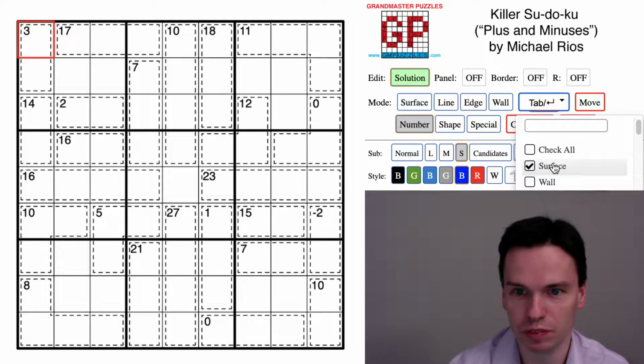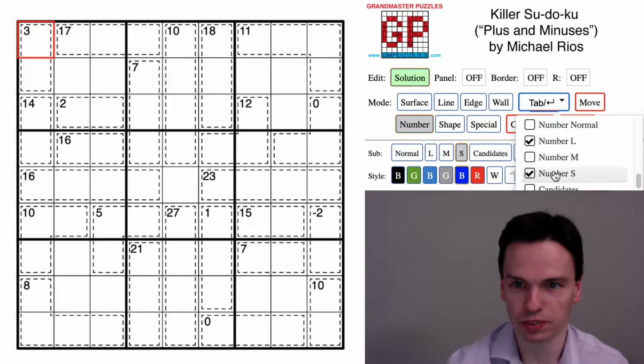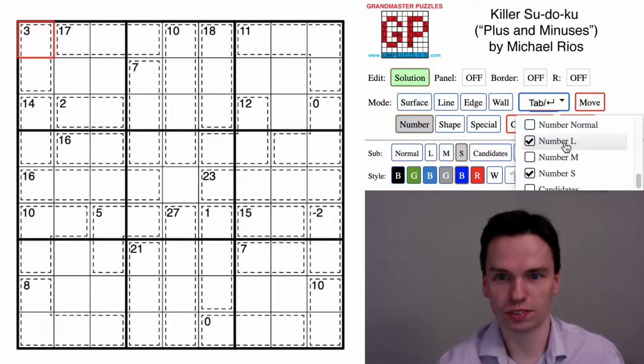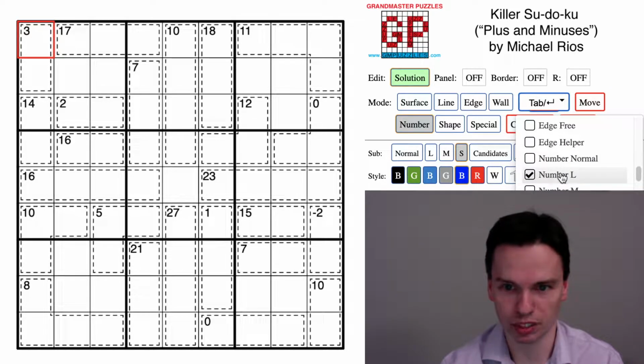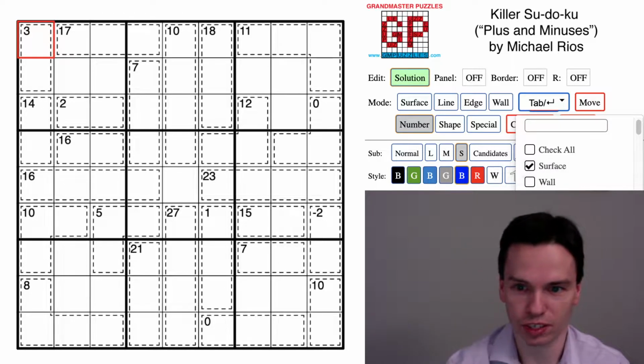Something I did for myself, I turned on surface and number large, number small. I'm going to use number small for my candidates or notes, large for the real values. With large, I can put in a negative symbol. I can't do that on number normal. And surface can let me shade some cells.